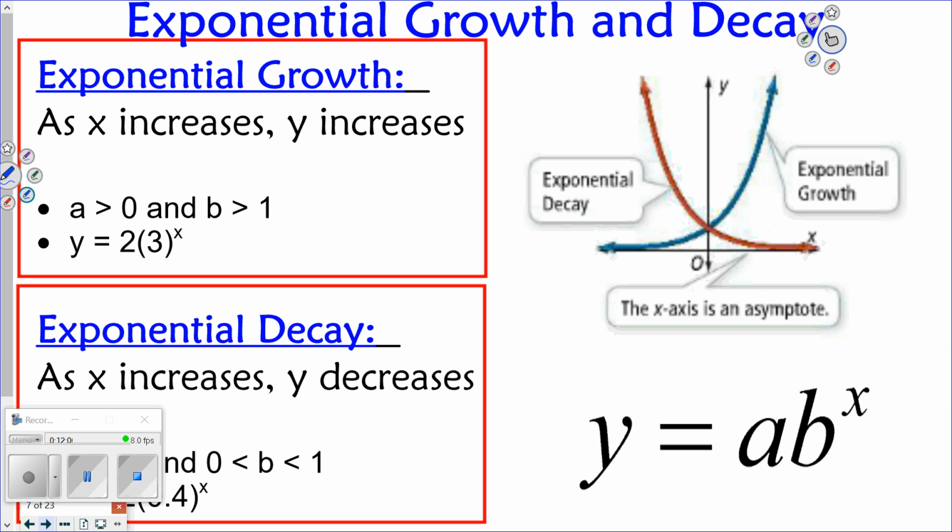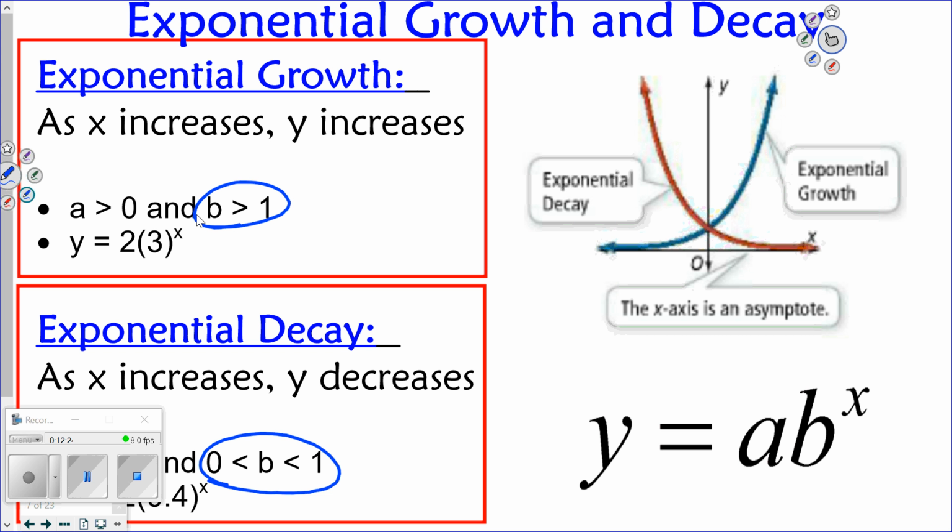That one's going up from left to right. The big thing you have to recognize there is that your b value is greater than 1. So the number that's being raised to an exponent, if it's bigger than 1, it's going to be growth. If the b value is between 0 and 1, it's going to be decay. It's going to be going down.